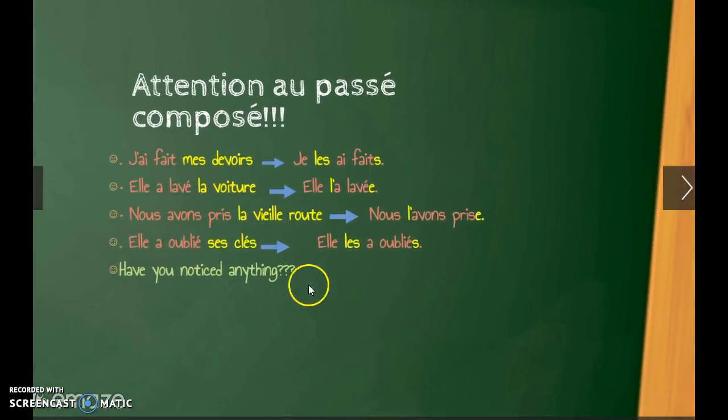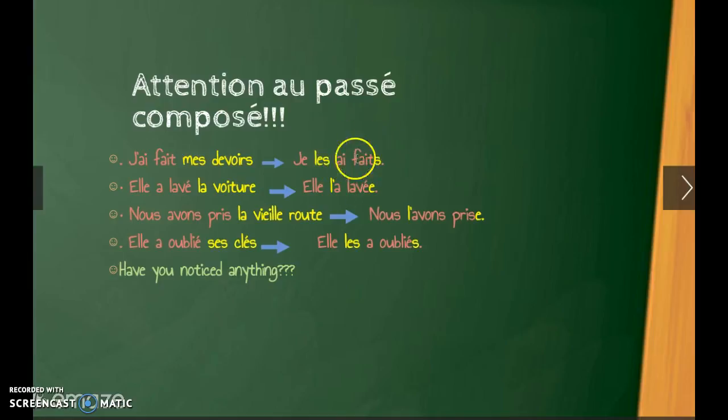Now, what happens when we have passé composé? Passé composé, as in these examples here, the first one, j'ai fait mes devoirs, I did my homework. And I'm going to replace mes devoirs, my homework, by a pronoun. I'm going to choose les because mes devoirs is plural. So, je les ai fait. Now, les is still placed before the verb.